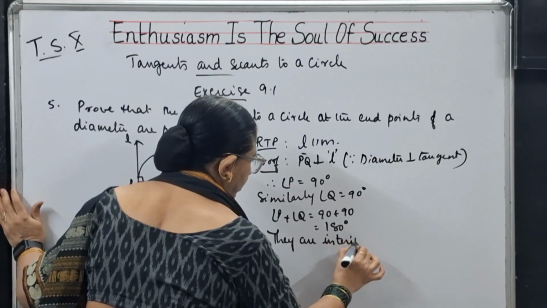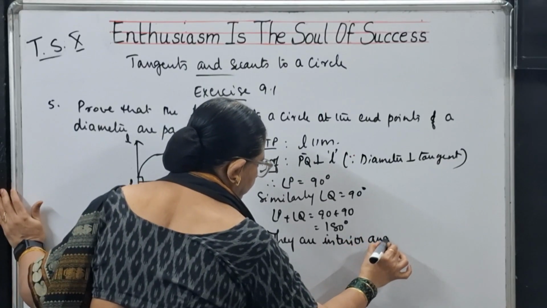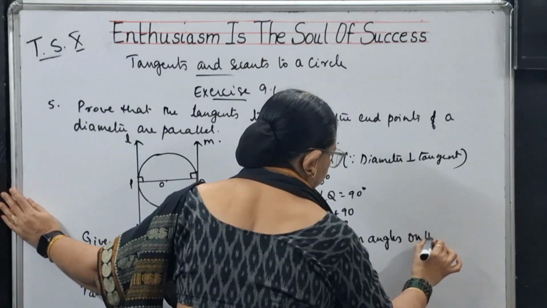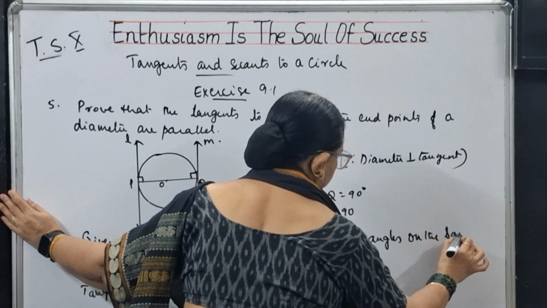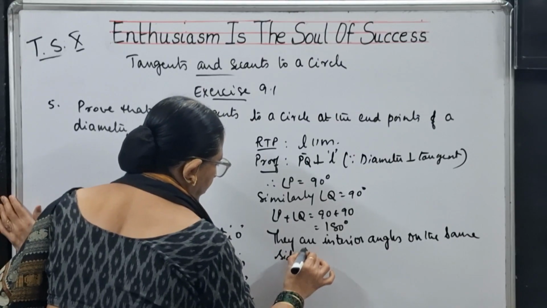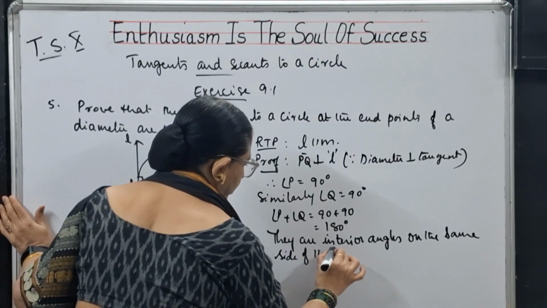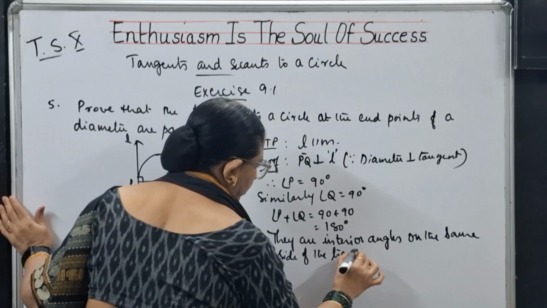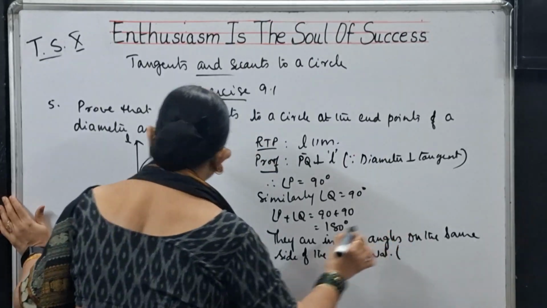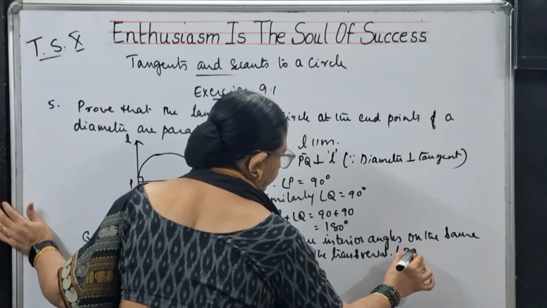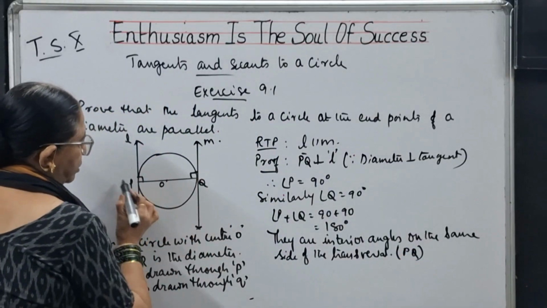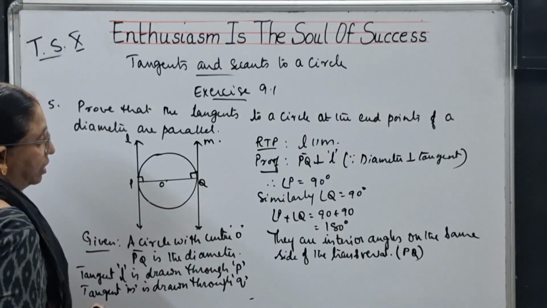interior angles on the same side of the transversal. What is transversal? PQ. Why am I saying this? See, these two are parallel lines, which means this becomes the transversal definitely.